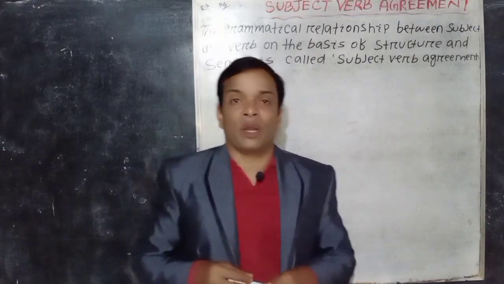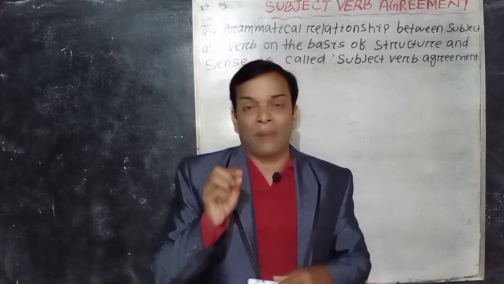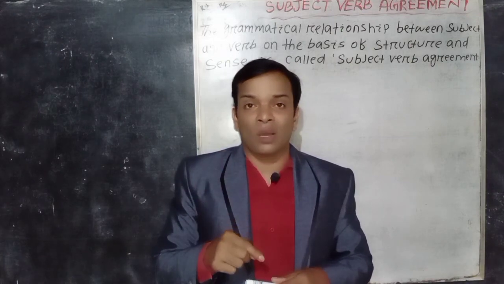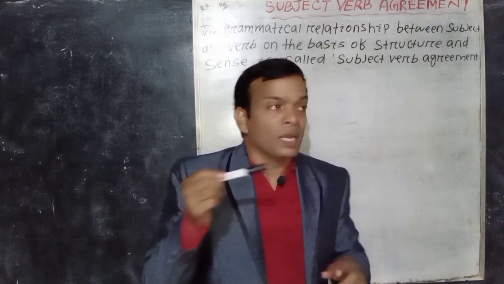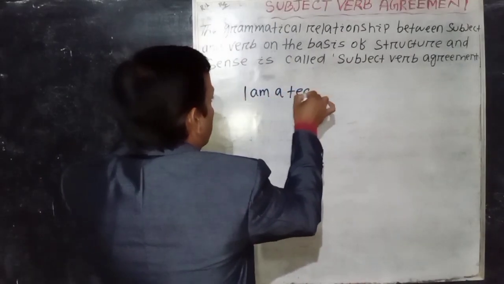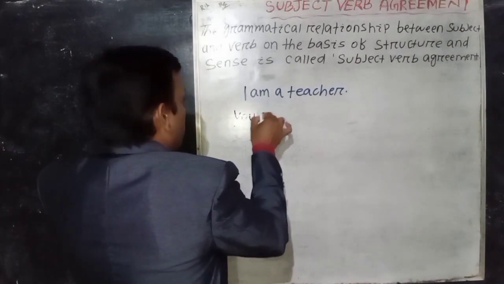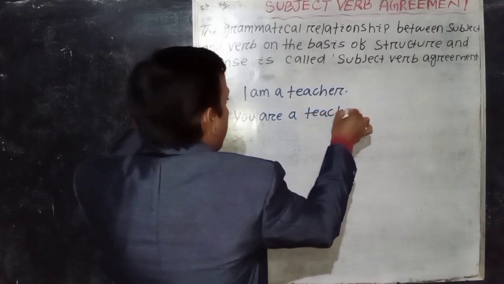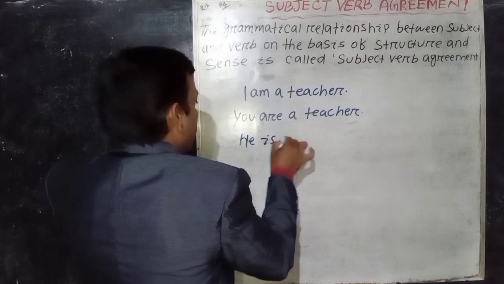See, subject verb agreement. First know what is subject verb agreement. That means the grammatical relationship between subject and verb on the basis of structure and sense is called subject verb agreement. Okay, see, I am a teacher. You are a teacher. Then he is a teacher.